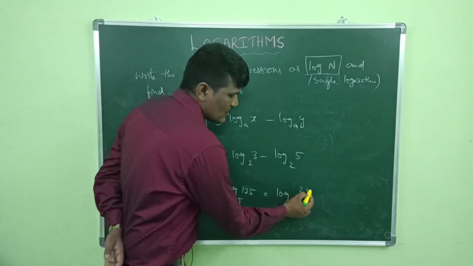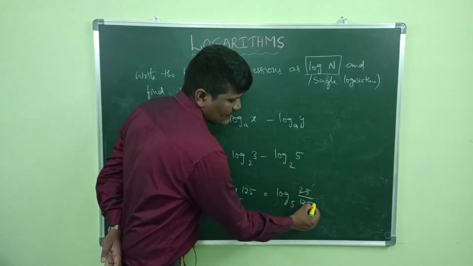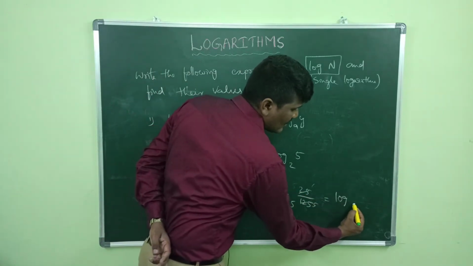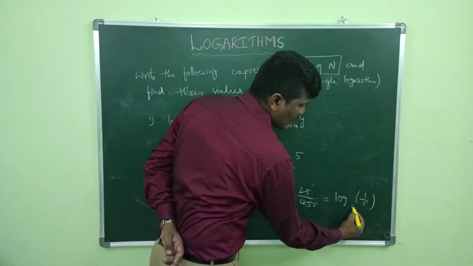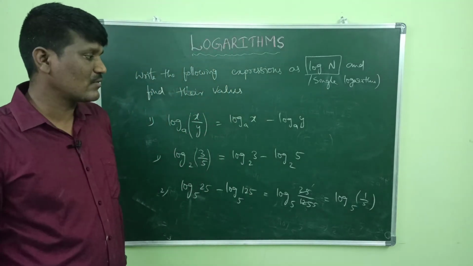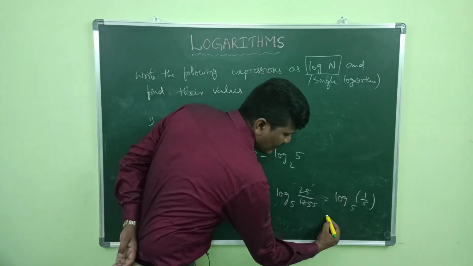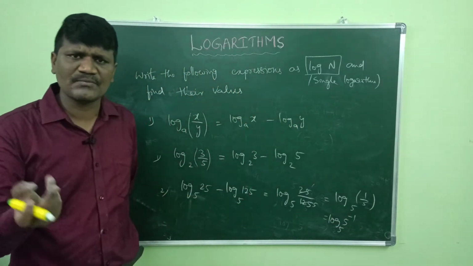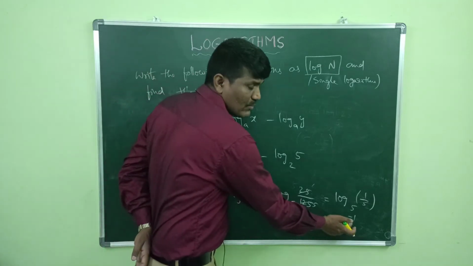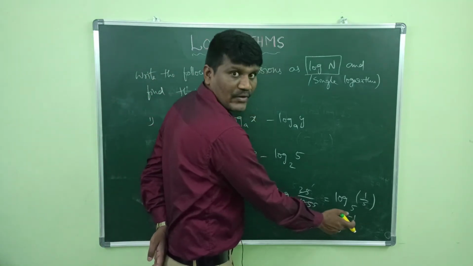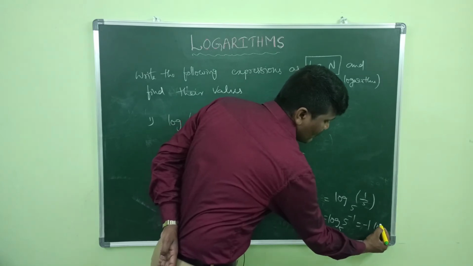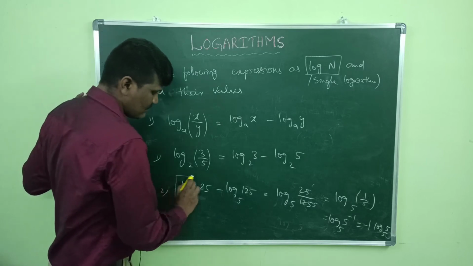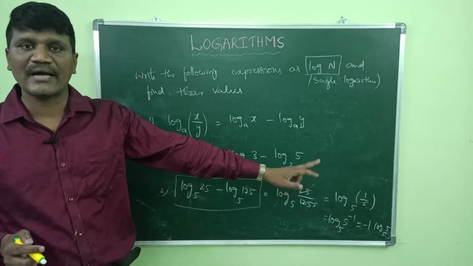I can cut it. 25 ones are 25, 5s are 125. So I can write this as log 1 by 5 to the base 5. Now 1 by 5 is nothing but 5 power minus 1. Here I use the power rule, so it will become minus 1 into log 5 to the base 5. So the value of this total I got as minus 1.